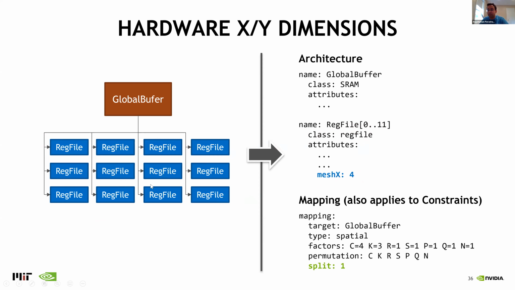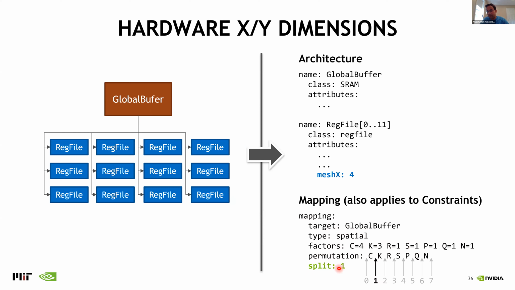Your mapping also has to change, because it has to understand what gets mapped along the x-axis and what gets mapped along the y-axis. To do that, we use this split directive in the mapping spec. Remember that this is for a spatial mapping, when you're describing how things go from the global buffer into the register file. We had a descriptor very similar to a temporal descriptor where we describe the factors and then a permutation. What the split does is tell you which of these go to the X hardware dimension and which go to the Y hardware dimension.